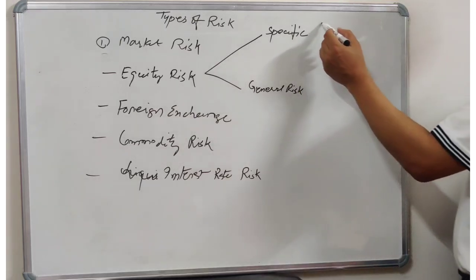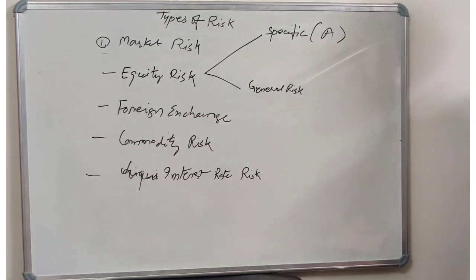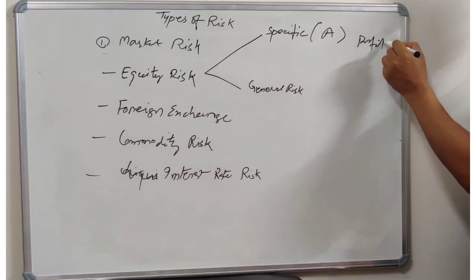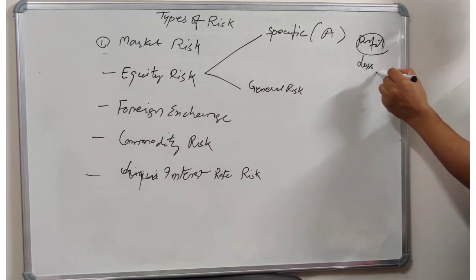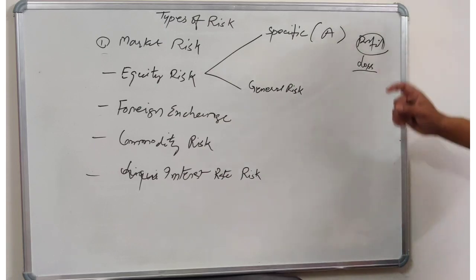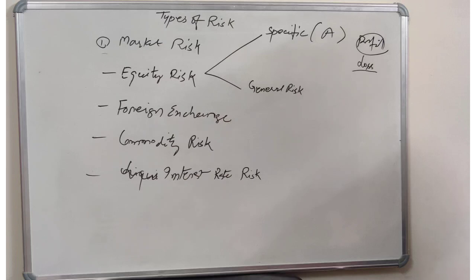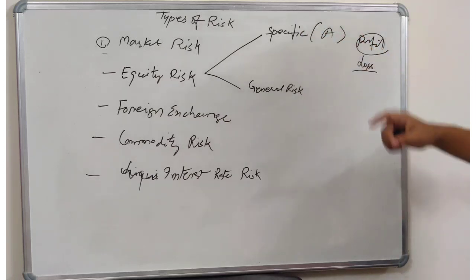Like if you talk about company A and its quarterly or financial result declared, and their profit has come down drastically, or they might have incurred some loss in their accounts. In that case, the equity of this company will go down. There is a high possibility that there will be a sell-off in this particular share. So that is the specific risk related to that company. It's not related to the whole market.